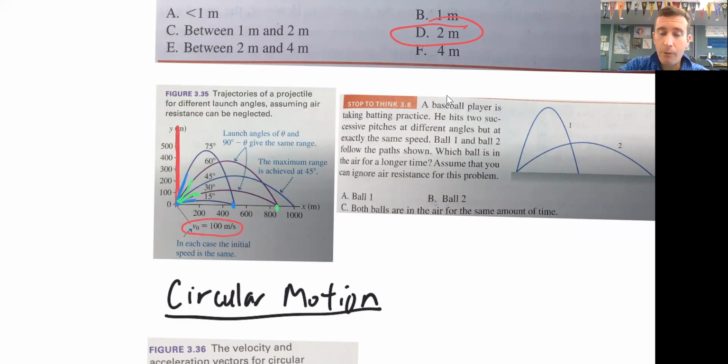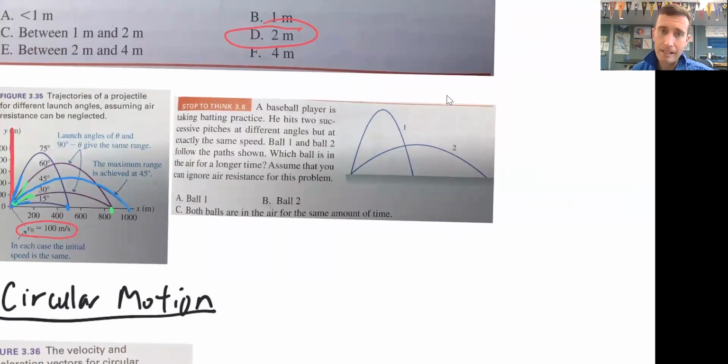And then finally, if I want to maximize my horizontal range, assuming no air resistance, I would launch at a 45-degree angle, and that would take me all the way out to 1,000 meters with a 100 meter per second launch velocity. Okay, based on that, let's stop and think.